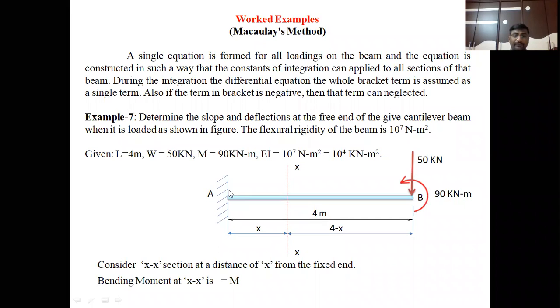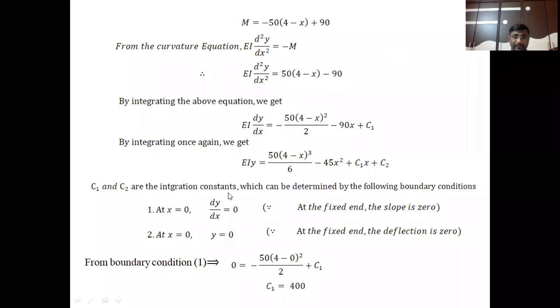For the cantilever beam, the slope and deflection at the fixed support, the fixed end, is 0, isn't it? So at the fixed end, we can take x equal to 0. At x equal to 0, slope dy by dx is equal to 0. And as the second boundary condition, at x equal to 0, at the fixed support, deflection is also 0. The beam cannot deflect at the fixed support upon application of load on it. These are the 2 boundary conditions.